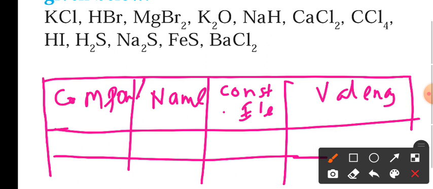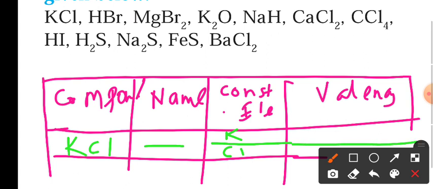Then suppose here if we are writing first one KCl. So name for this you can write as potassium chloride. Then here in constituent you can write K and Cl because only 2 are there, and their valencies, like this you can write, valencies for potassium and chlorine both are 1. So you can write valencies this way. This way you can make a table and you can write.